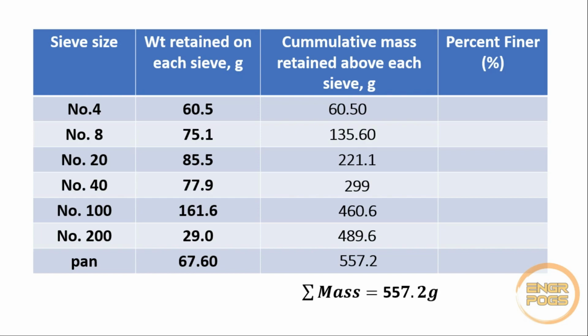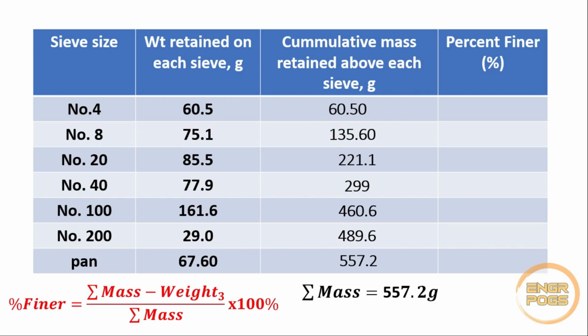To calculate the percent finer on each sieve size, we need to use the formula: percent finer is equal to the summation of the mass minus the cumulative mass retained on each corresponding sieve size, over the summation of mass, multiplied by 100%. For sieve number 4, that is equal to 557.2 minus 60.50 all over 557.2. And the percent finer on sieve number 4 is 89.14. Continue doing this on other sieve sizes.